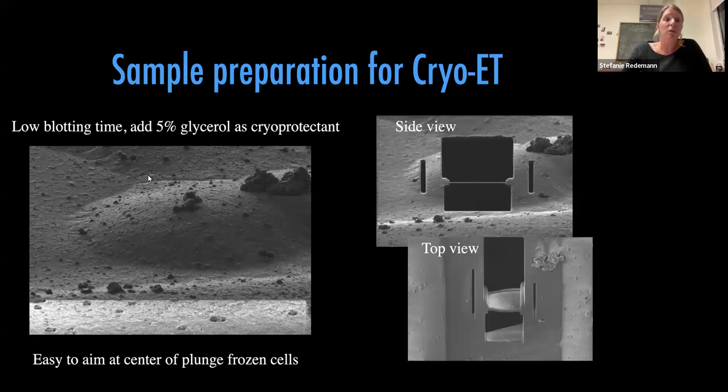What we do is we use 5% glycerol as a cryoprotectant and a very low blotting time. You can see here, this is a frozen cell, and these are the lamellas we can produce. This is the side view, and then here you can see the top view.